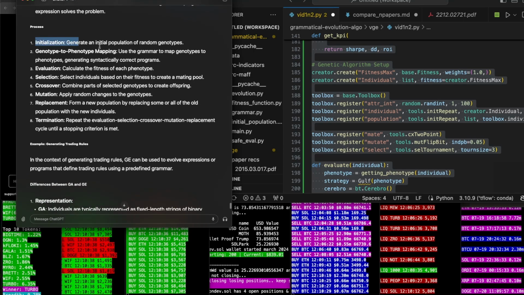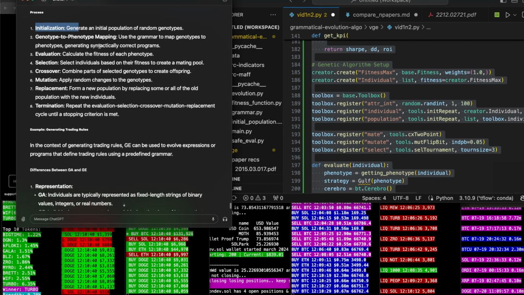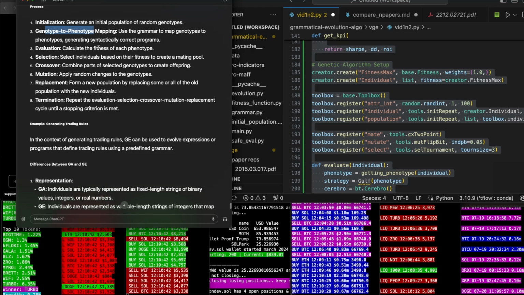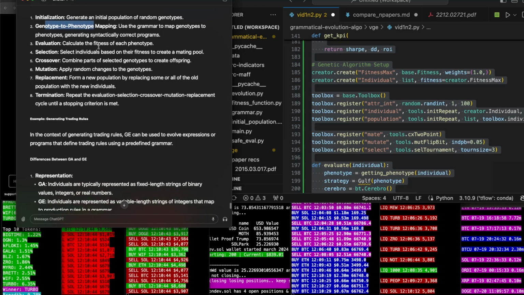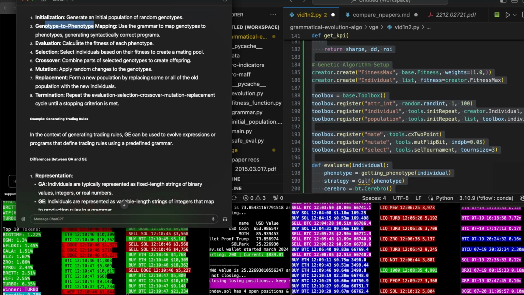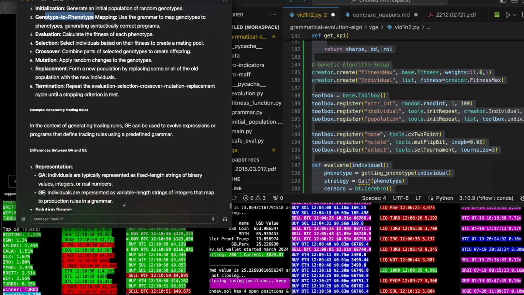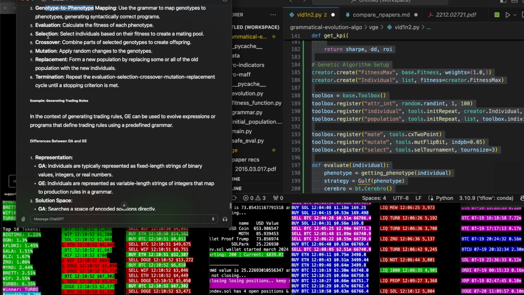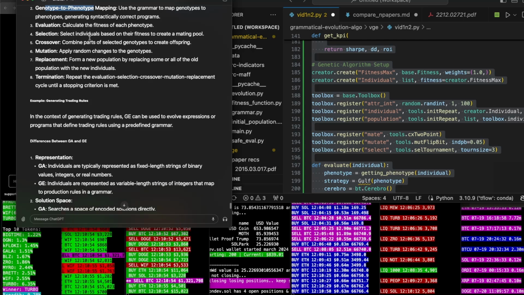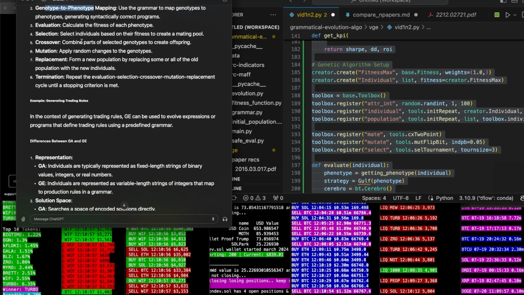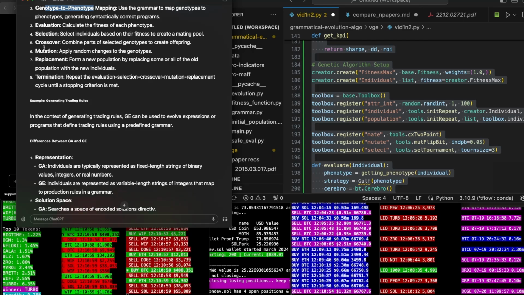So initialization, generate an initial population of random genotypes. Genotype to phenotype mapping, use the grammar to map genotypes to phenotypes, generating syntactically correct programs. Evaluation, calculate the fitness of each phenotype. Selection, select individuals based on their fitness to create a mating pool.